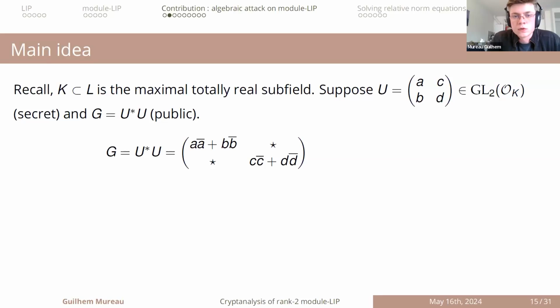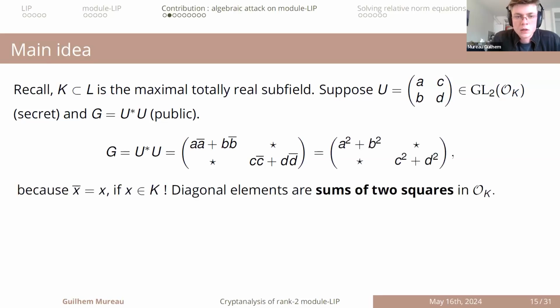But since K is a totally real field, I can remove the conjugates, the bar. A bar is just A. So I get for the first coefficient A squared plus B squared, and the same thing for the last one. In particular, the fundamental observation, which is easy, is that the diagonal elements of the Gram matrix are sums of two squares in OK.